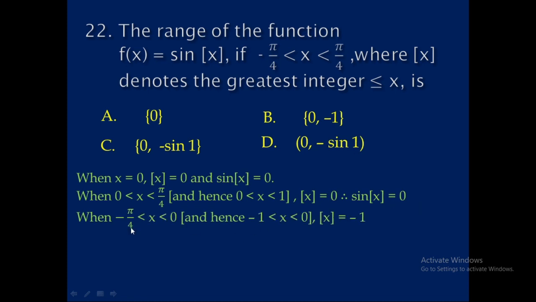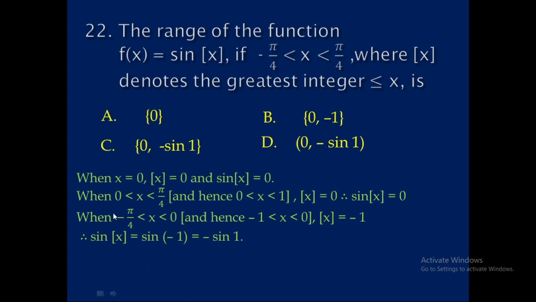And x is greater than minus pi by 4 and less than 0. It means x lies between minus 1 to 0. It is greater than minus 1 and less than 0. Then the greatest integer of x is equal to minus 1. Therefore, the sign of greatest integer of x, sign of minus 1, means minus sine 1.